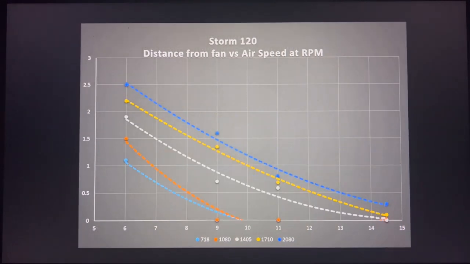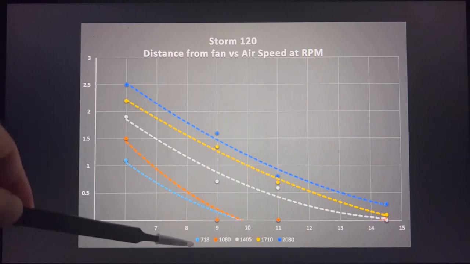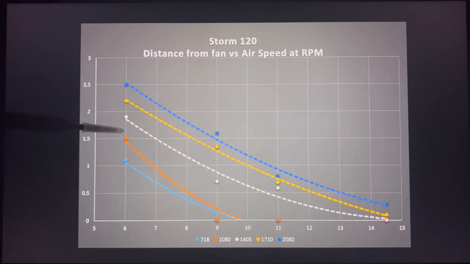As for the Storm 120, it is a terrible result. It's just not worth looking at as a case fan, particularly looking at its lower RPM, so 700 and 1,800. It just drops to zero, and it stayed there. If you're taking a look at it in a small form factor, it may be worth considering, but anything larger than that, I would just ignore this fan.